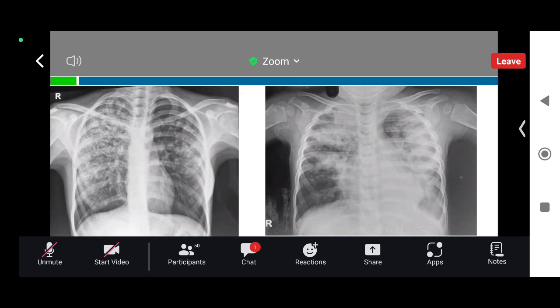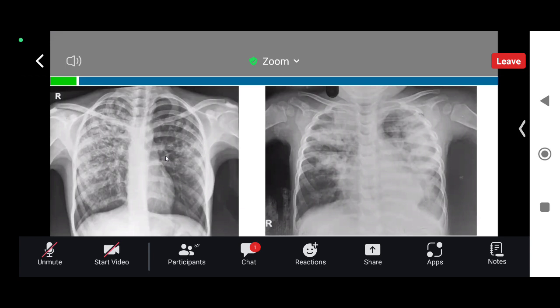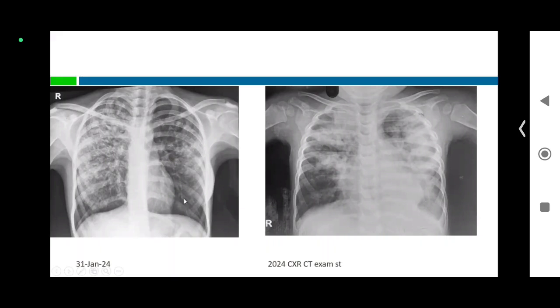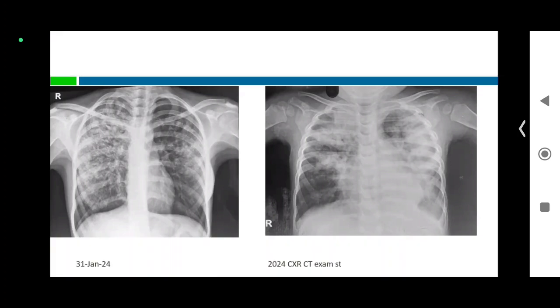This is how it looks. One look at the X-ray, you know this is multiple fluffy cotton wool, ill-defined opacities on both sides, with some streaks here and there, with some fibrosis also. Both these are part of tuberculosis. Most of the time, you will see this type in adolescents. Adolescent TB, this is typical.